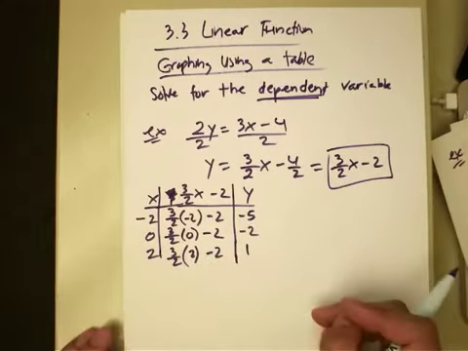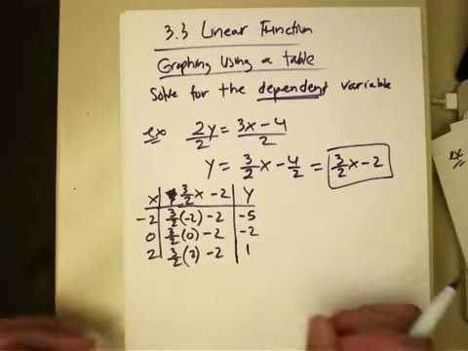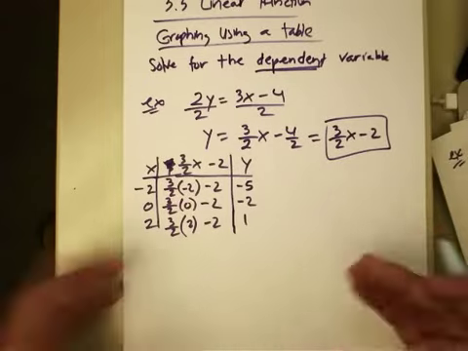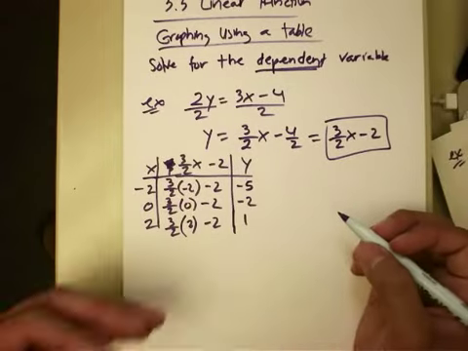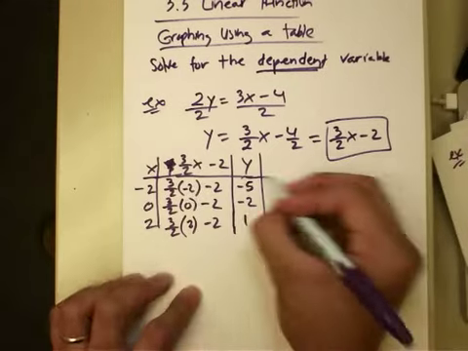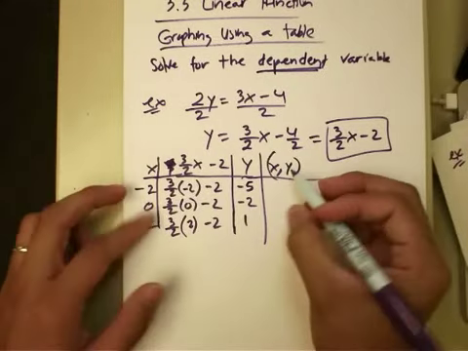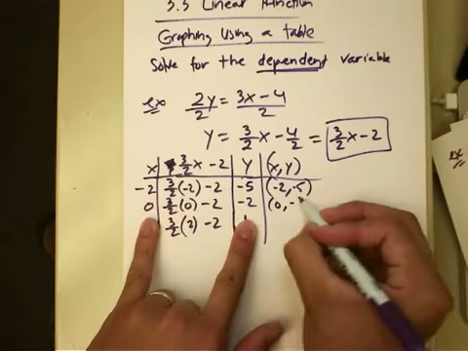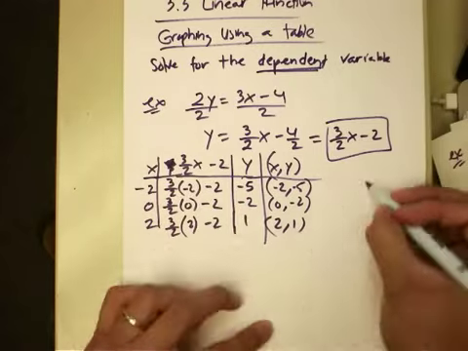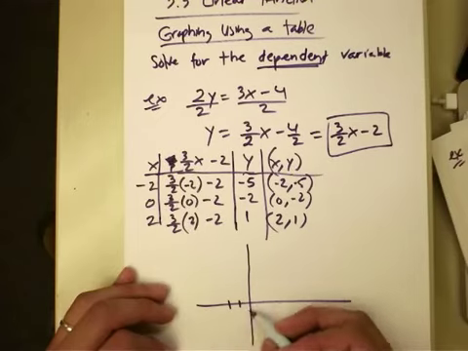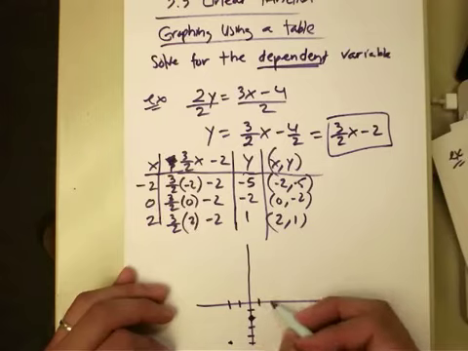If you ever want to graph a line, I know that the bare minimum requirement is 2 points, but you know what? Don't be lazy. Get at least 3 points, unless I specifically just ask you for 2. So now you've got your points, input and output combined together. So negative 2, negative 5 is 1 point, 0, negative 2, and 2, 1. Okay, I have enough information to plot these. So it's going to be negative 2, negative 5, 0, negative 2, and 2, 1.